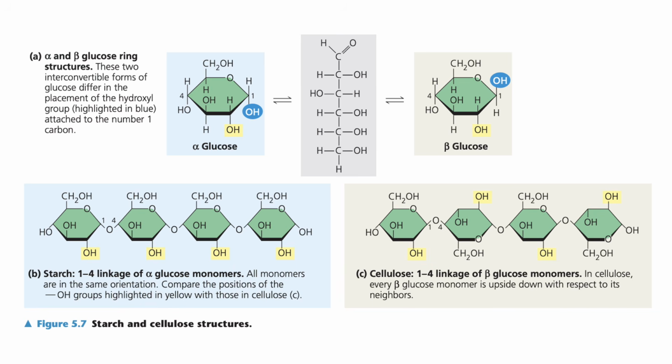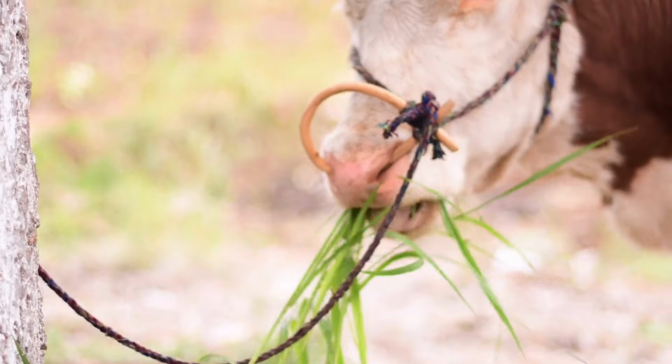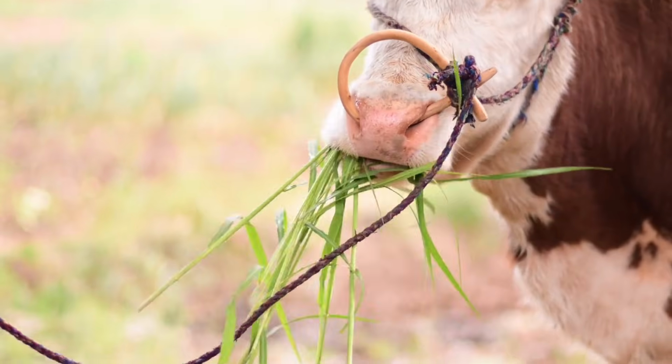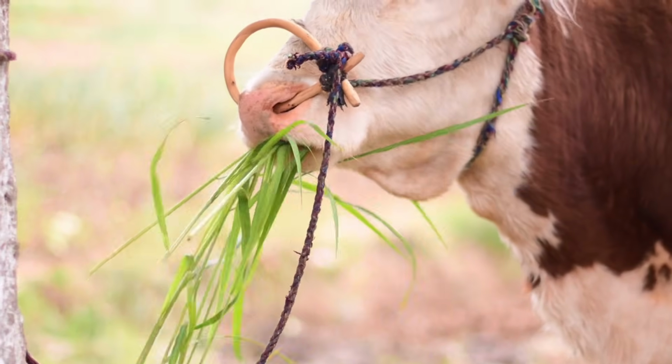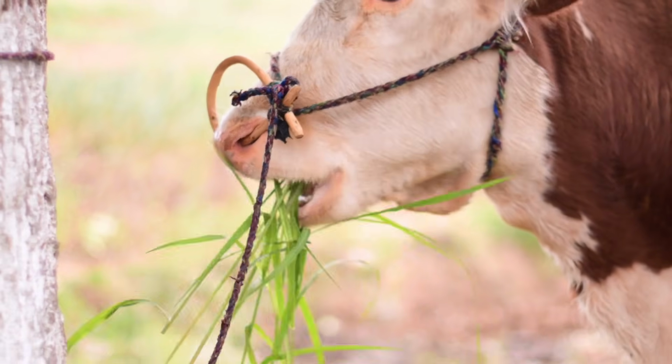And because the bonds are different, certain enzymes like amylase that can break down starch will not be able to break down cellulose. And this is one of the reasons that herbivores, like cows for instance, have special microbes that can break down cellulose through enzymes such as cellulase, forming a symbiotic relationship of mutualism.